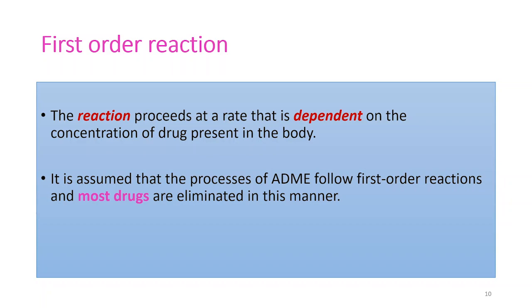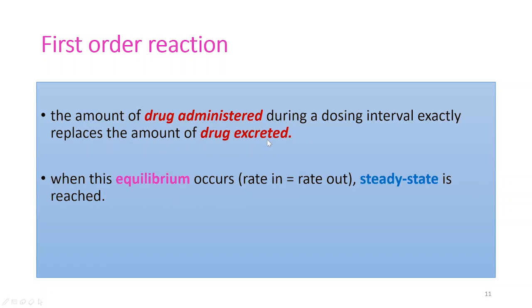The amount of drug administered during a dosing interval exactly replaces the amount of drug excreted. When this equilibrium occurs, meaning the rate in equals the rate out, or the drug administered equals the drug excreted, then we can have a steady state concentration. Steady state means that the concentration of the drug in the body is already constant, so if we graph it, we will see a constant, straight line in the graph, horizontally.